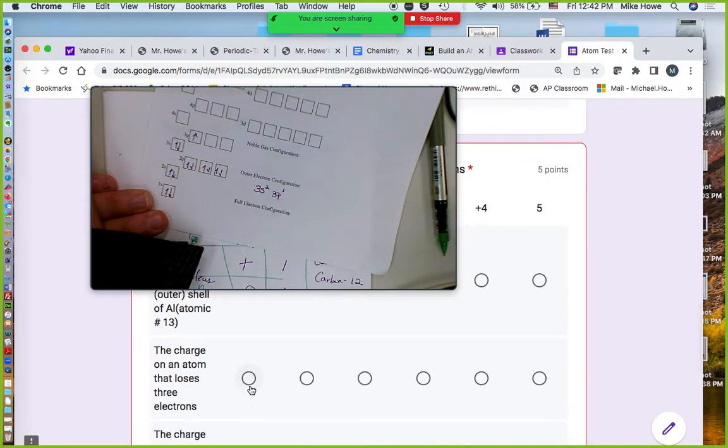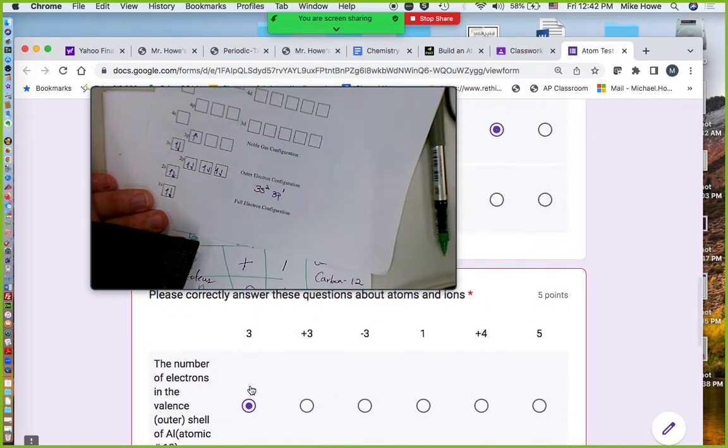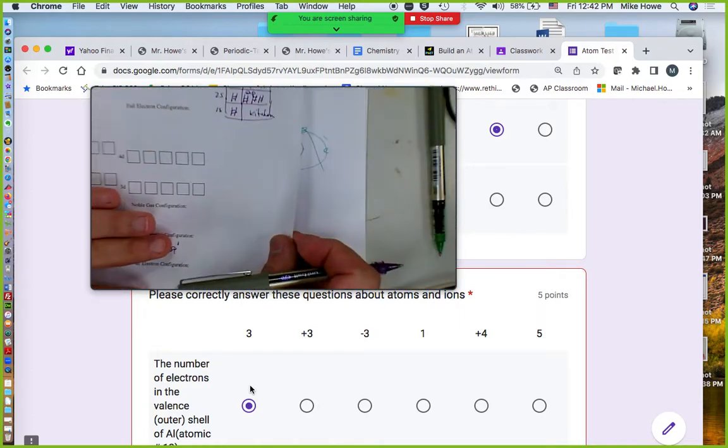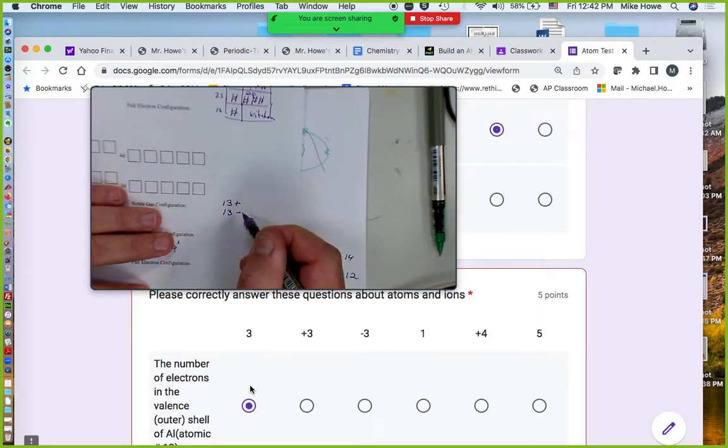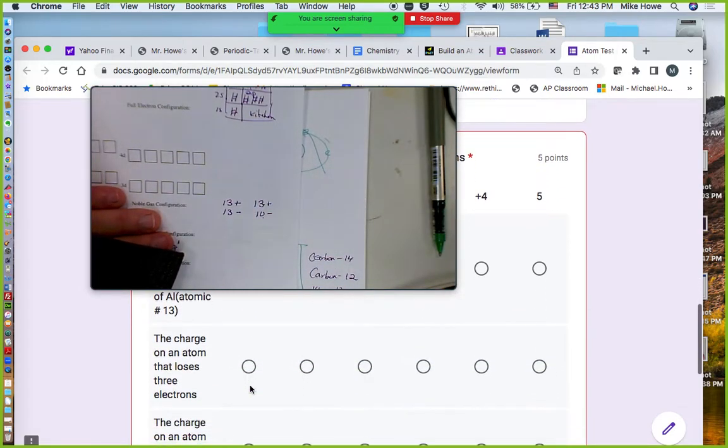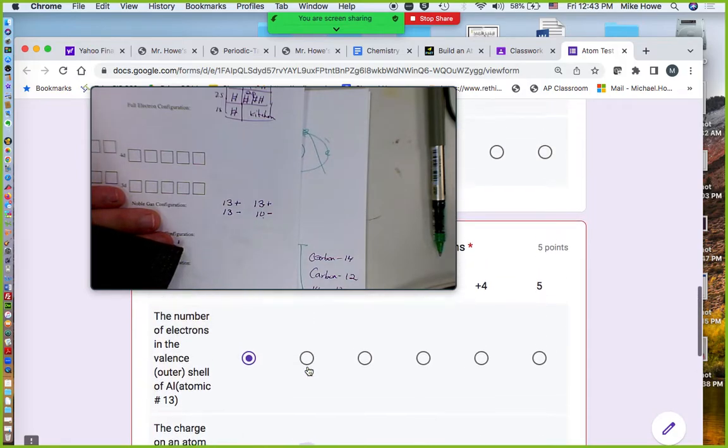Okay, the charge on an atom that loses 3 electrons. Now, if you lose 3 electrons, first of all, if you lose electrons, you're positive. I'm going to remind you why that's true. So if you have 13 positives in an atom, you also have 13 negatives. So the positives and the negatives would cancel each other. But if I lost 3 electrons, I'd be losing 3 negatives. So I'd have 13 positives and only 10 negatives. So now what is my overall charge? Well, I've got 3 more pluses than I do minuses, so the overall charge is positive 3. Plus 3.